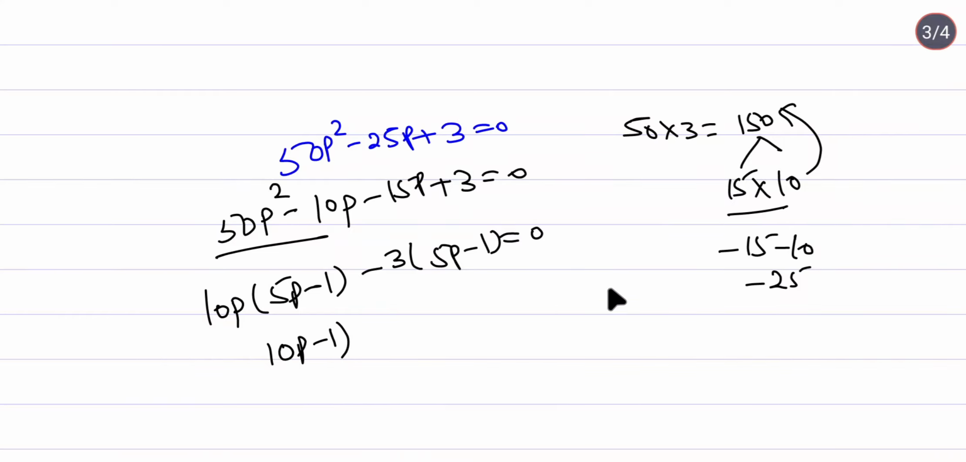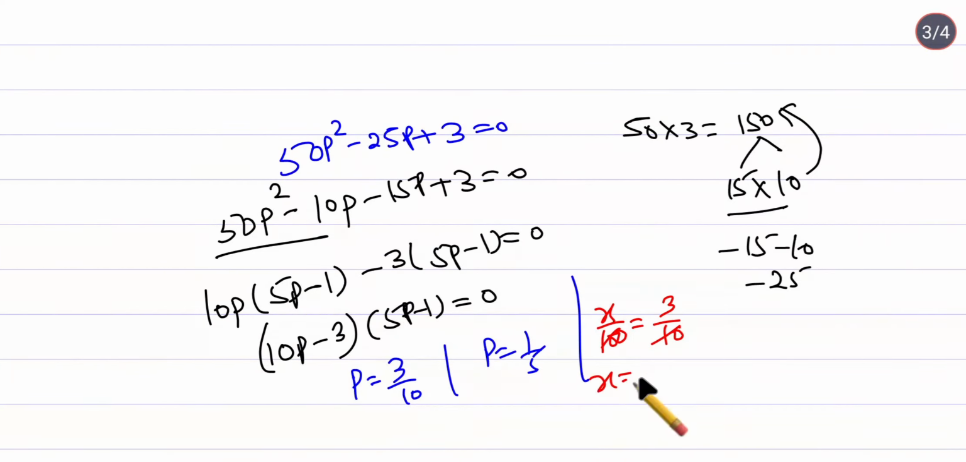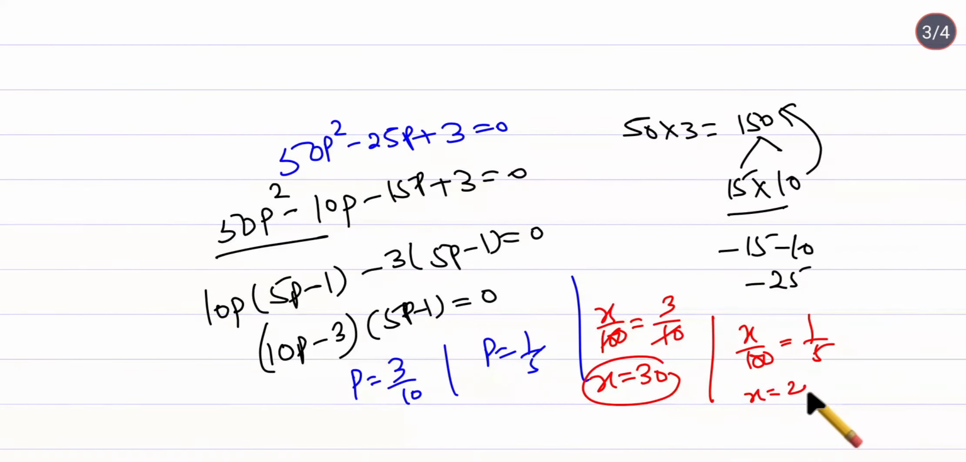So 10p minus 3 and 5p minus 1 equals to 0, right? So from here I can say p equals to 3 over 10 or p equals to 1 over 5. So I have assumed that p was actually x upon 100. So x upon 100 equals to 3 over 10, so from here x equals to 30, and from the second root, p, that is x upon 100, equals to 1 by 5, so x is going to be 20.